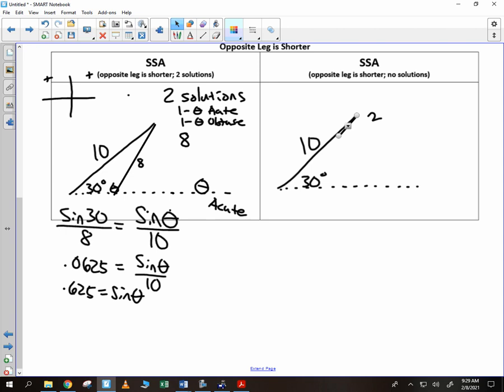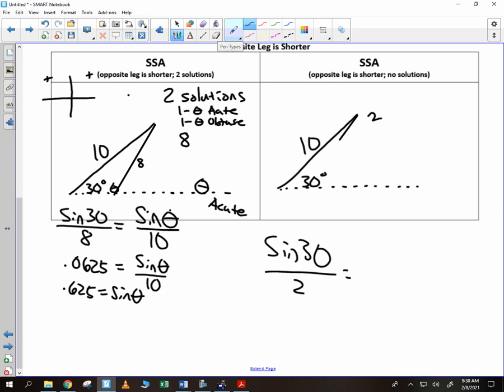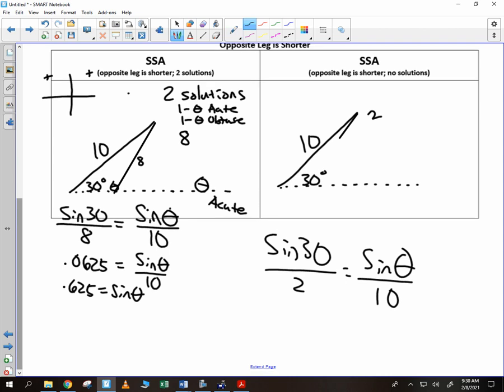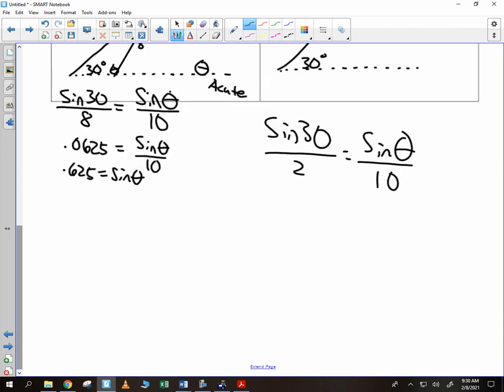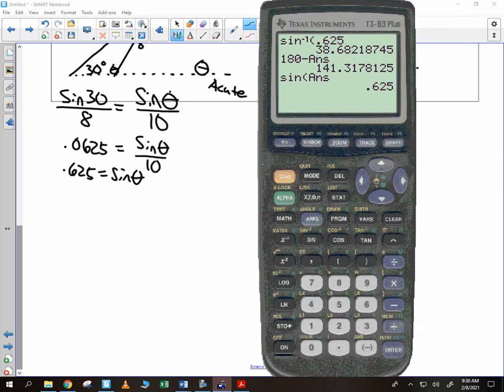Well, that means it's an impossible triangle. How would we know? Well, we'll know very easily. We set it up. We say the sine of 30 divided by 2 is equal to the sine of theta over 10. The sine of 30 divided by 2 is 0.25, is equal to the sine of theta over 10. When you multiply both sides by 10, we get 2.5 is equal to the sine of theta. Can sine be equal to 2.5? Never. You said that the maximum was 1 and the least was -1. That doesn't work. Check it on your calculator.